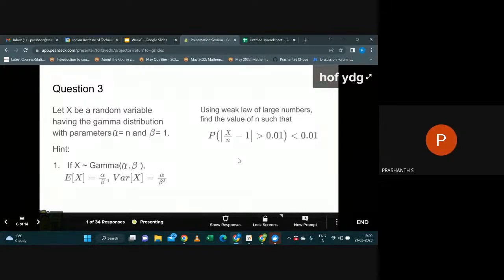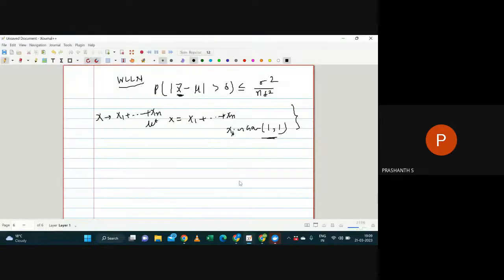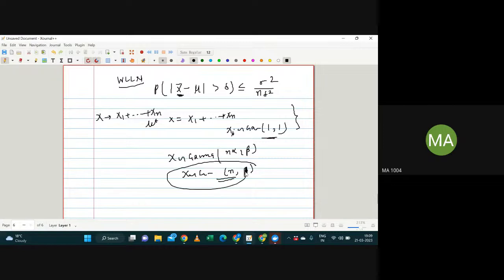Sir, the sum of gammas is a gamma. Then your X will be what? Gamma n alpha comma beta, so X will be gamma n comma 1, since beta is 1. If X follows gamma n comma 1, then are you able to do X by n something?